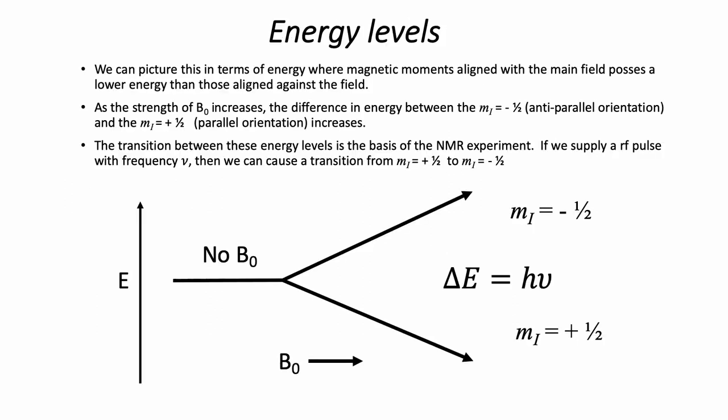So we can jump from thinking of vectors to thinking of energy levels. Everything that is aligned with the field is going to be at a lower energy level, and we call that just the plus 1/2 nuclei. Everything that is aligned against the field is going to be at a higher energy level at negative 1/2. The difference between these two levels is going to increase as the strength of the magnetic field increases.